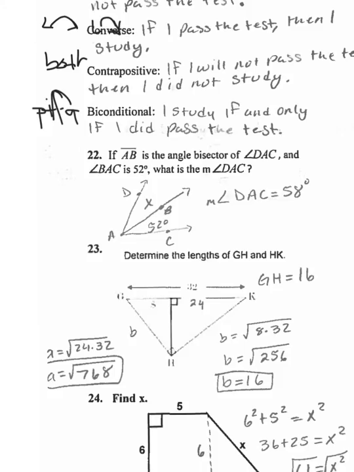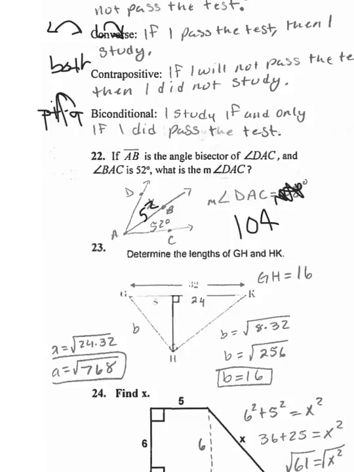All right, 22. If AB is the angle bisector of DAC and BAC is 52, then what is DAC? Yeah, I think she read something wrong or was looking at a different problem because that's incorrect. Angle bisector cuts an angle in half. So if BAC is 52, then this is 52 up here. And you just add them up, you just double it. So it should be 104 because it got cut in half.